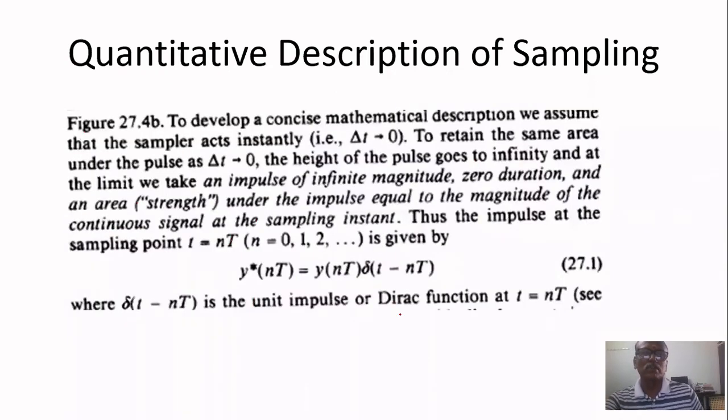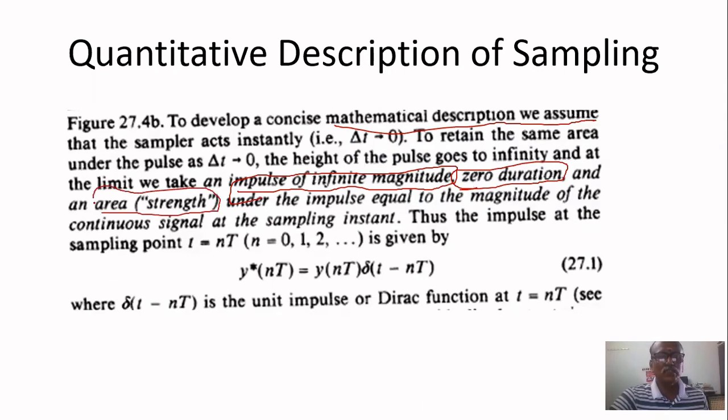So to develop a concise mathematical description of the sampled signal, the impulse has infinite magnitude. Its duration is 0, and its area is its strength. The area of that impulse signal is its strength or energy content. We are assuming that its energy content is equal to the magnitude of the continuous signal at which it is sampled. Like that we are taking.